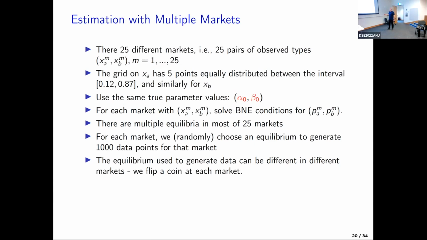Anyway, so we're going to use the same parameter values, and then for each of these markets, we're going to solve the Bayesian-Nash equilibrium equations. And then we may, for example, take one particular equilibrium at all the markets, or we may take randomly chosen equilibria at different markets. There are going to be multiple equilibria in most of these 25 markets. I have a little figure showing that. And for each market, we randomly choose 1,000 data points for that market. Randomly choose an equilibrium.